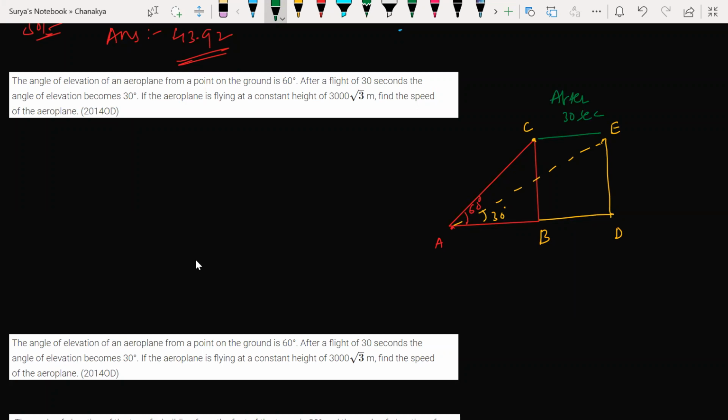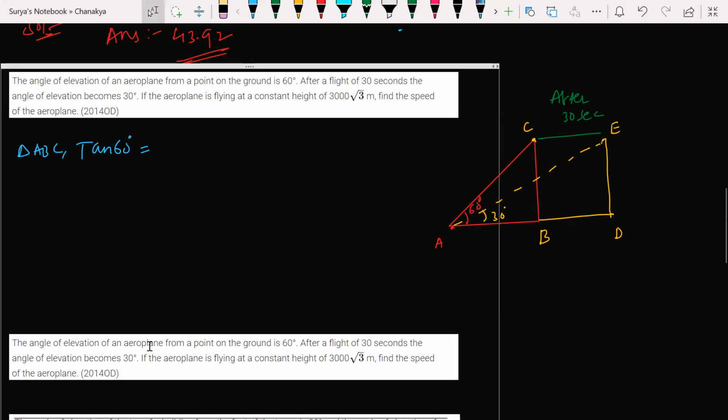What do I need to find out? I need to find the speed of the aeroplane. So what do we apply first? Directly tan 60, from the triangle ABC. Tan 60 how much? Those who have done it can solve the next question, please don't wait for me.